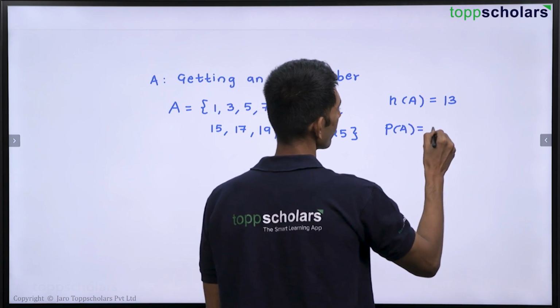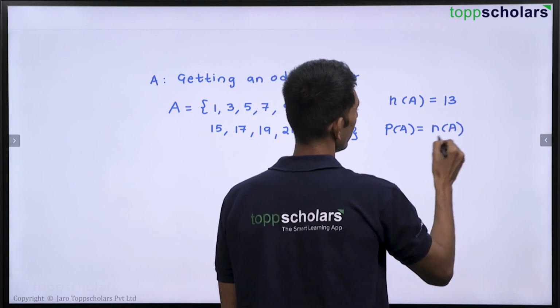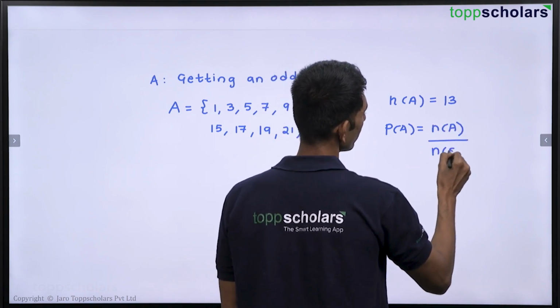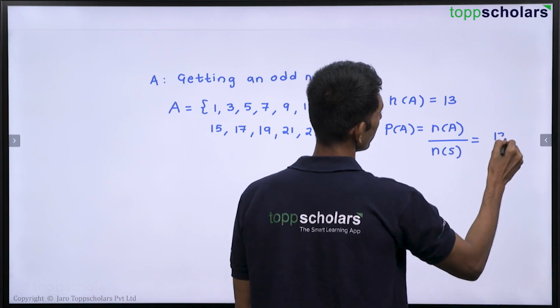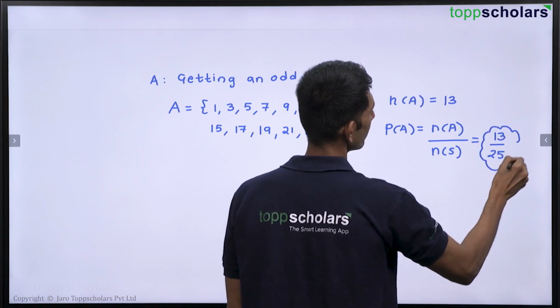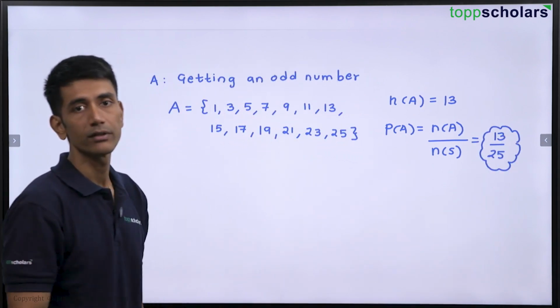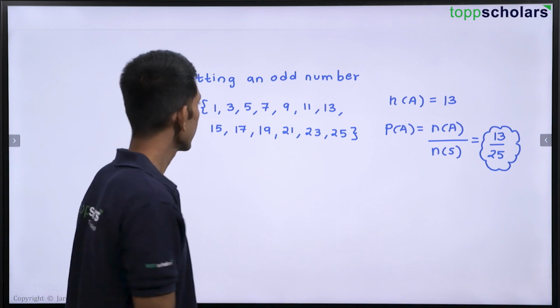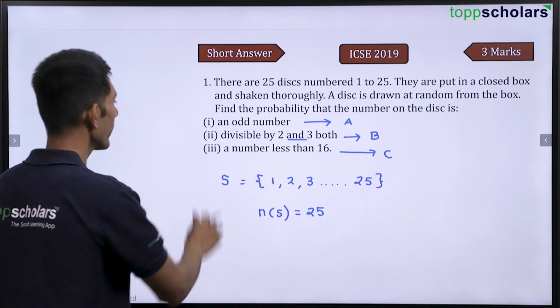So what will be the probability of event A? The probability of event A is the number of elements in event A divided by the number of elements in the sample space, and that is going to be 13 by 25. That is your final answer. That is 13 by 25. Clear and simple, easy, correct? That was our event A. Let's talk about event B.